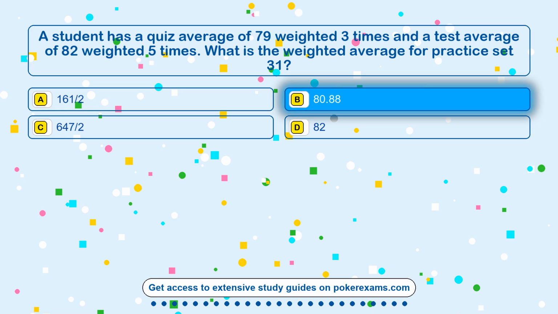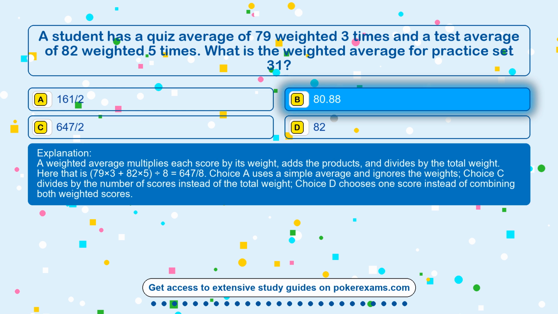The correct answer is option B, 80.88. A weighted average multiplies each score by its weight, adds the products, and divides by the total weight. Here that is (79 × 3 + 82 × 5) / 8 = 647/8. Choice A uses a simple average and ignores the weights, choice C divides by the number of scores instead of the total weight, choice D chooses one score instead of combining both weighted scores.